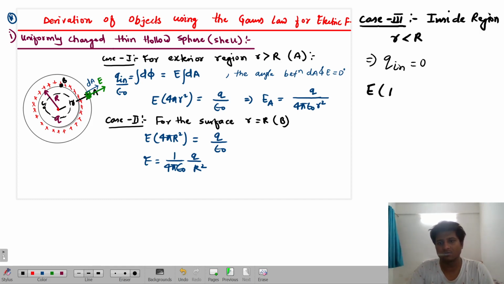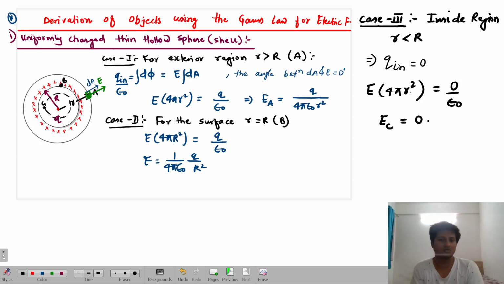And if charge enclosed is 0, simply what will be the equation? E into 4 pi r square for the inside region is 0 by epsilon naught. So the electric field inside the sphere is how much? It is 0. Is that clear? So we got to know that inside the hollow sphere the electric field is 0.